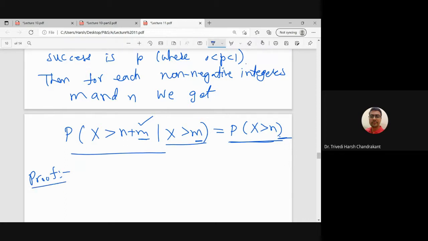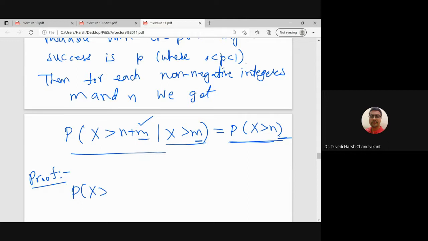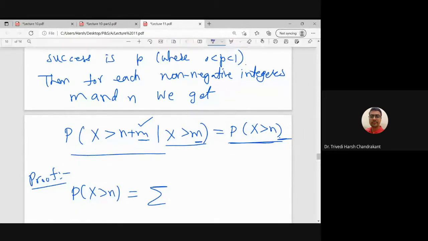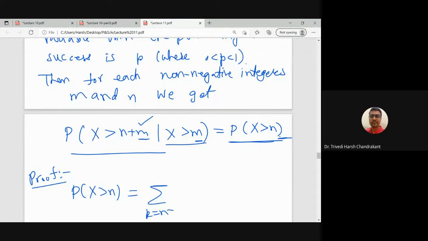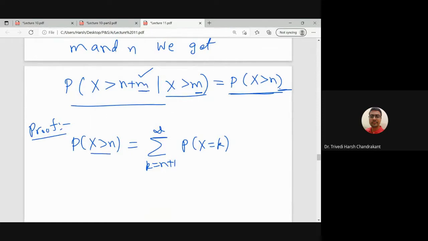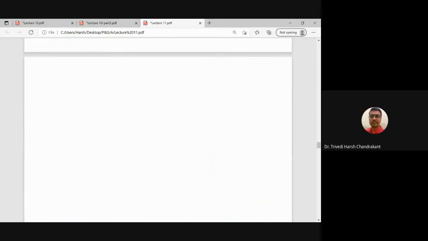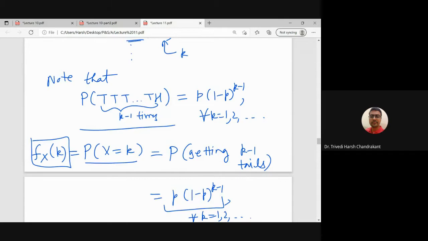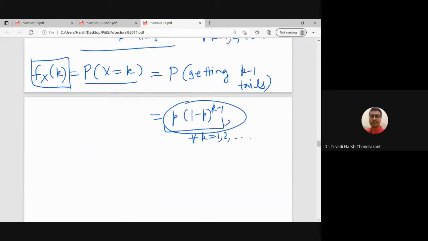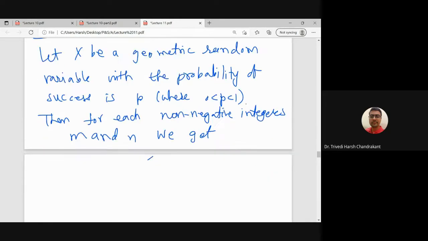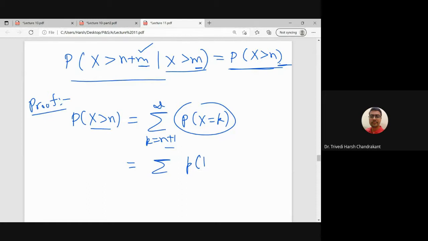The proof is quite trivial. The probability of X greater than n means basically the value of X starts from n plus 1. So it is the sum over k from n plus 1 to infinity of the probability that X equals k. The value of X is either n plus 1, n plus 2, up to infinity. And we know the probability that X equals k is p into (1 minus p) power (k minus 1), with k from n plus 1 to infinity.